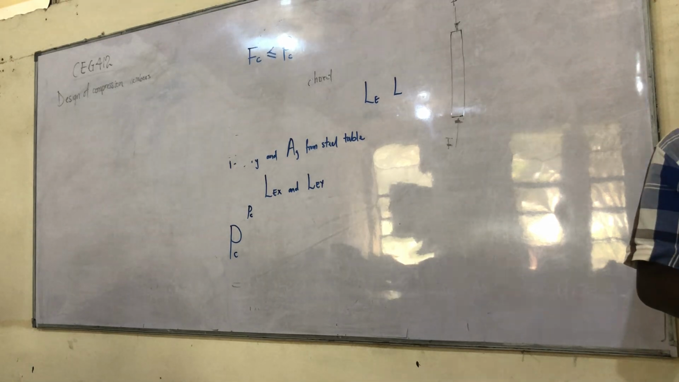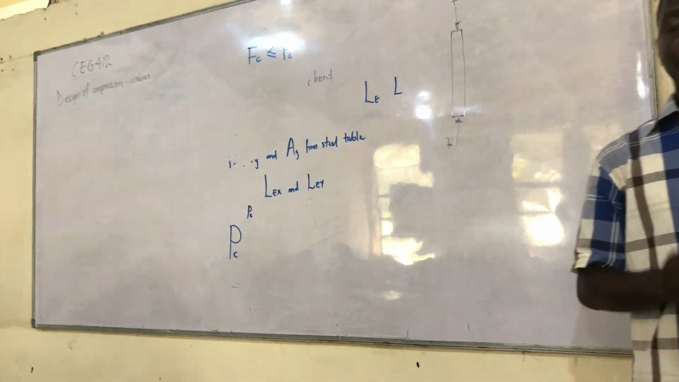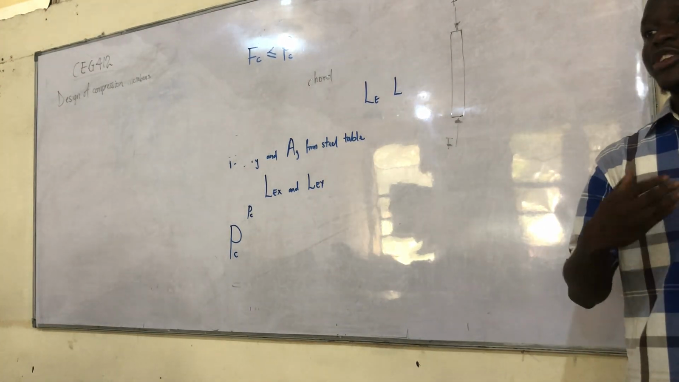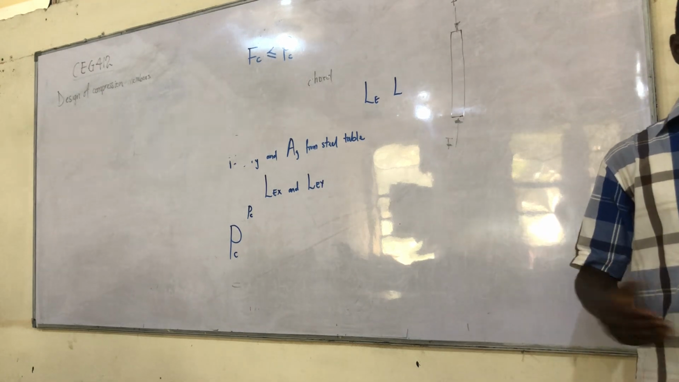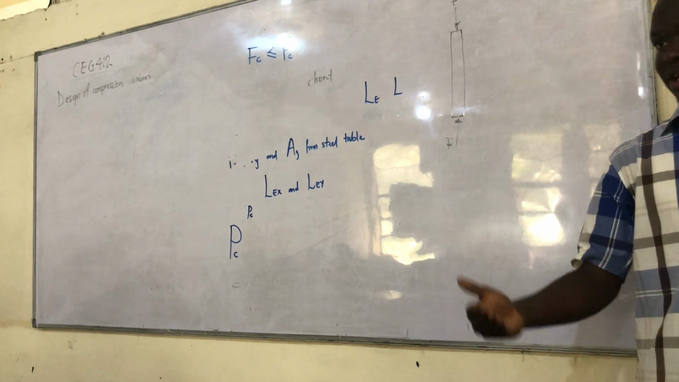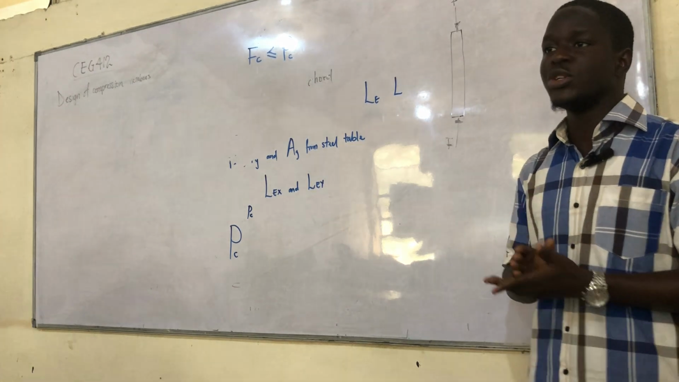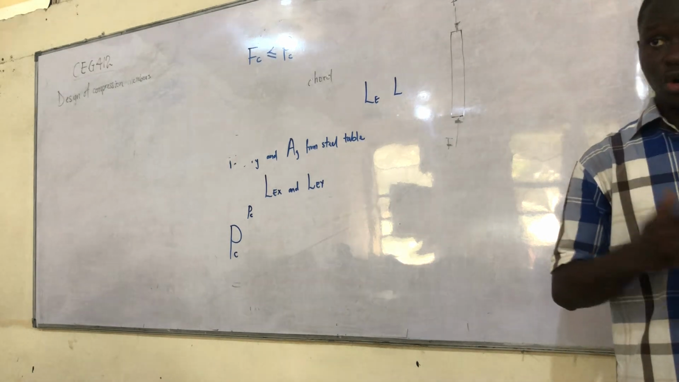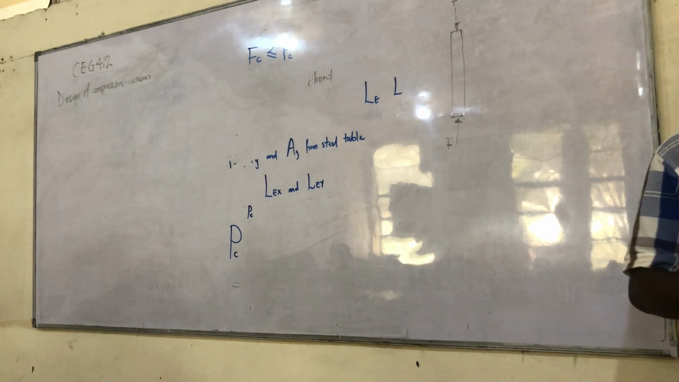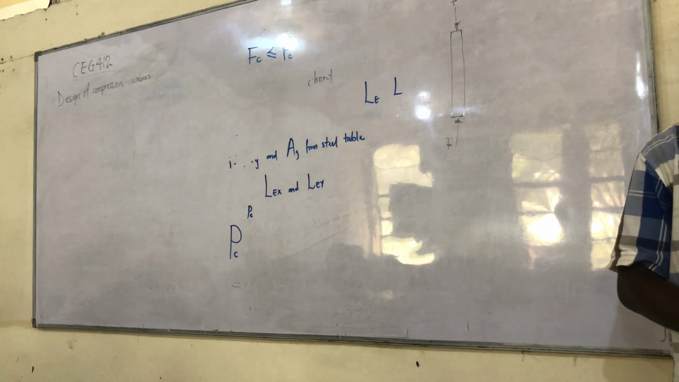So the question: a proposed 5-meter long internal column in a rigid jointed steel structure is to be loaded concentrically with 1,200 kilonewton dead load and 1,000 kilonewton live load or imposed load. Full stop. Assuming that both ends are fixed.